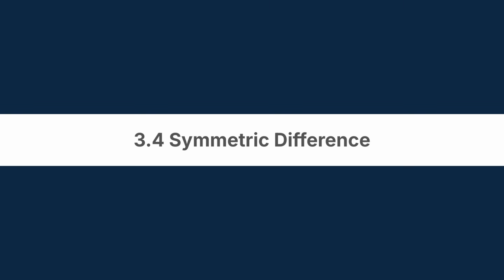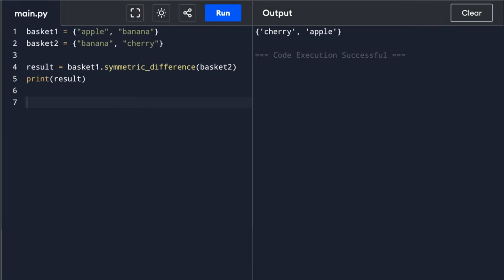4. Symmetric difference. Let's think all fruits that are in one basket or the other, but not both. First, it removes common items, then keeps only the unique ones from both sets. So it outputs cherry and apple.